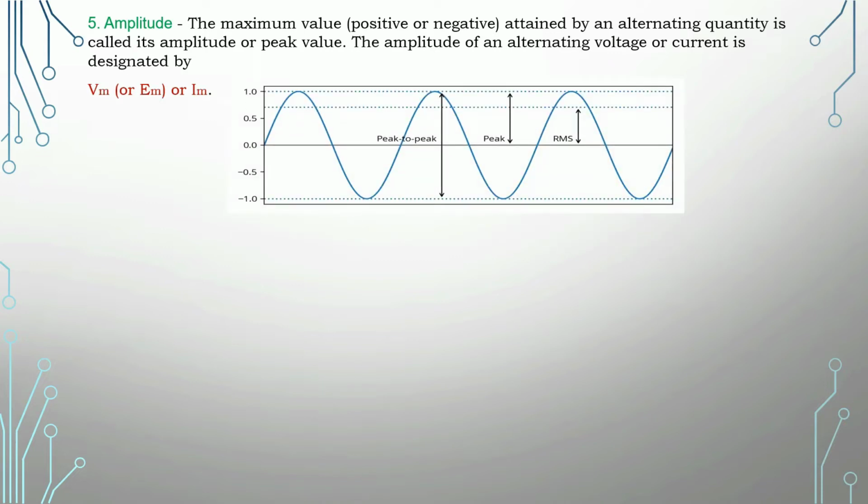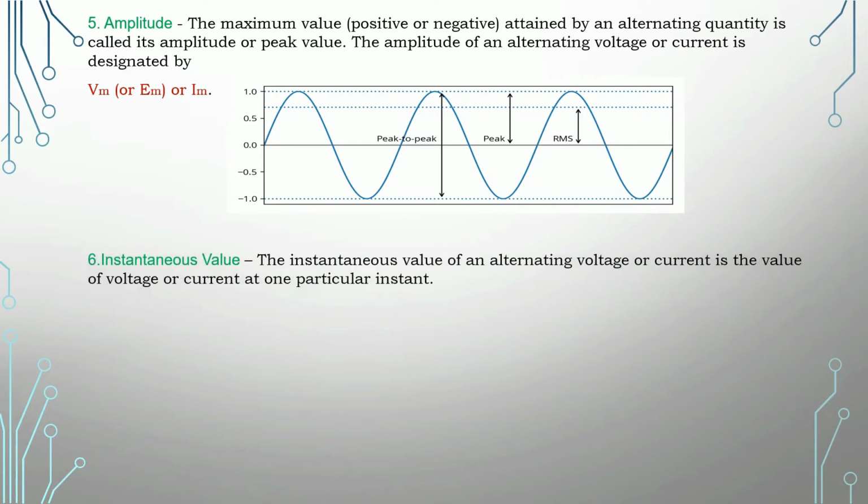Let's understand this by a simple sine wave. Here the positive value of the sine wave is 1, which is maximum, and the negative value is -1, which is minimum. This is known as the amplitude. We may also notice the peak to peak value. What is the peak to peak value? From the wave you can observe that it is the value from the positive peak to the negative peak, which is generally 2 times the peak value.